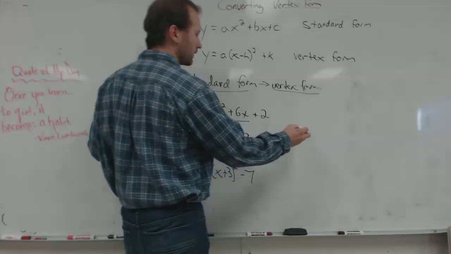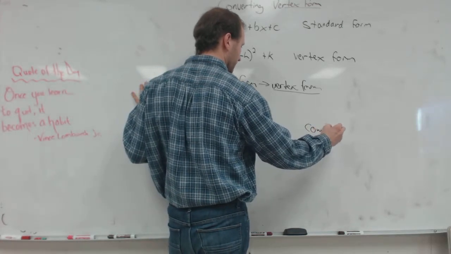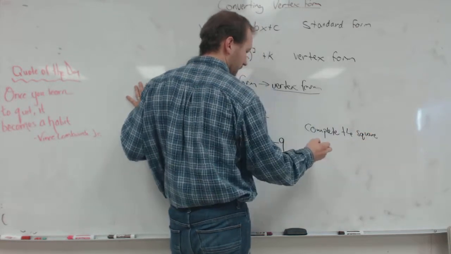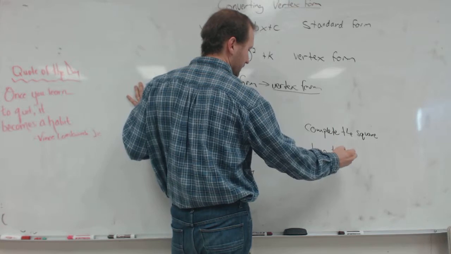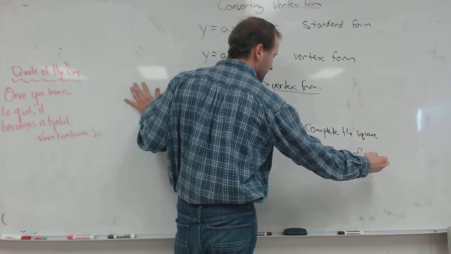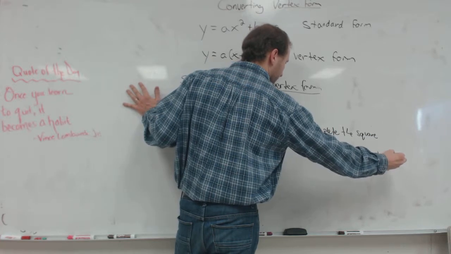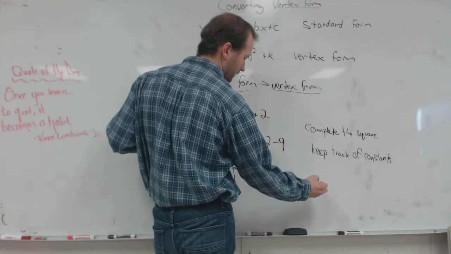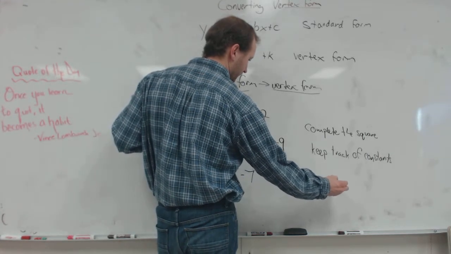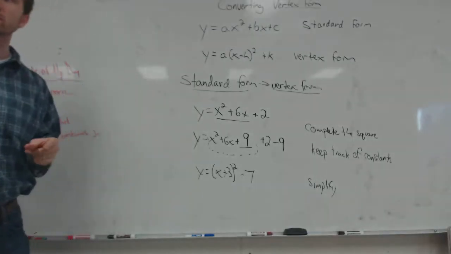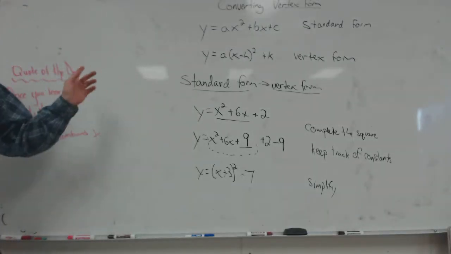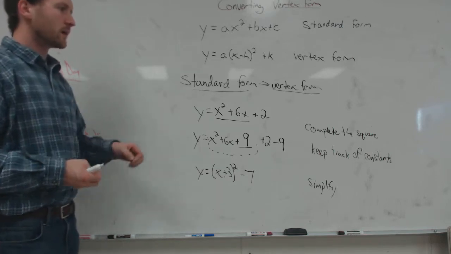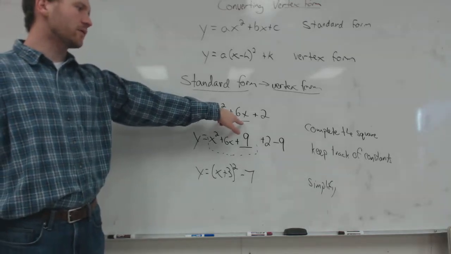So the steps here are complete the square, keep track of constants, and then simplify. These are not as prescriptive as the other way of doing this, right? From vertex form to standard form. It's going to be a little different each time. But the basic thing to remember is we're completing the square with the first two terms.